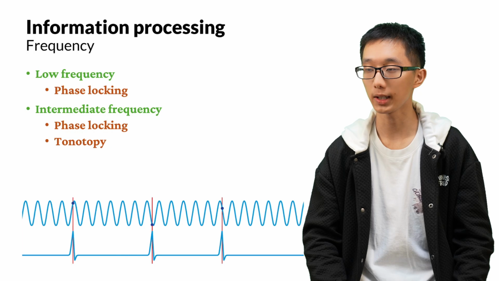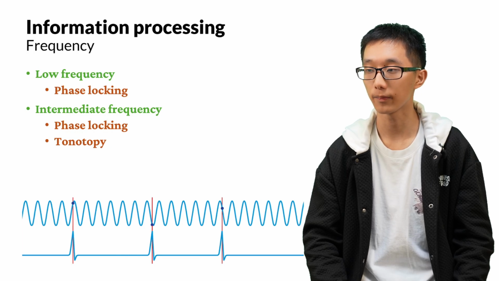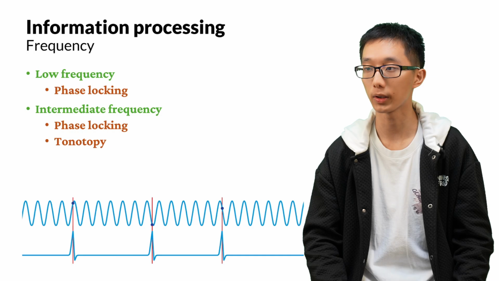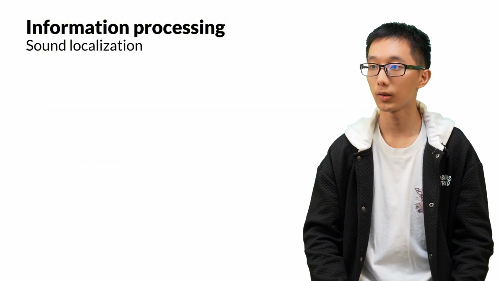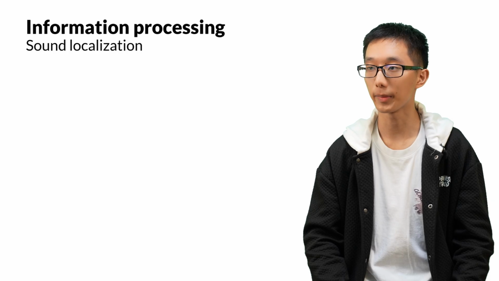As we have mentioned in the last part of this episode, there is tonotopy in the cochlea. And as we have mentioned in this part, that tonotopy is preserved into the primary auditory cortex. This tonotopy can help us determine the frequency when it is relatively intermediate or high. Now, on to a little bit more complex information about sound localization.